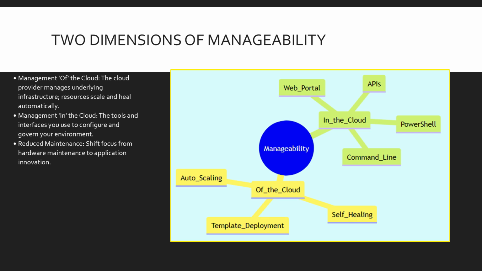This mind map visualizes the two core pillars of cloud manageability. On the right, of the cloud covers automated backend processes like scaling and healing. On the left, in the cloud lists the specific tools you use to drive the platform, such as the portal, CLI, and APIs. This distinction is crucial for understanding where your responsibilities end and the platform's automation begins.